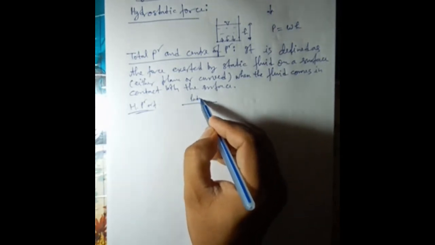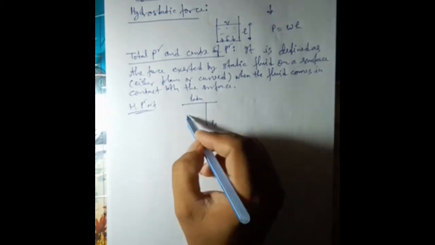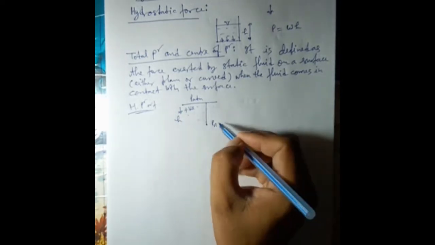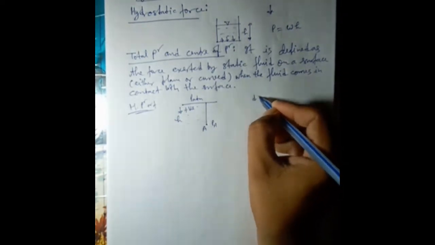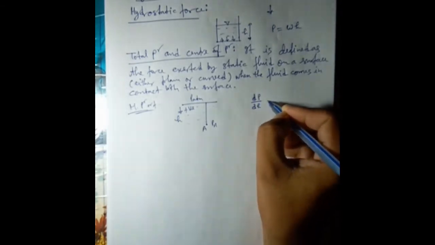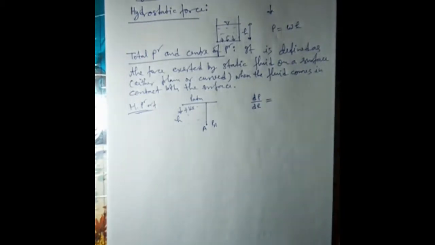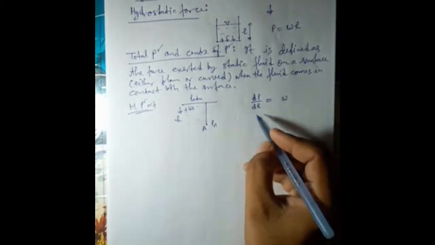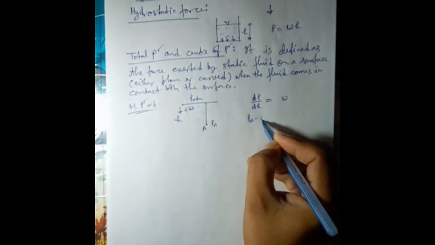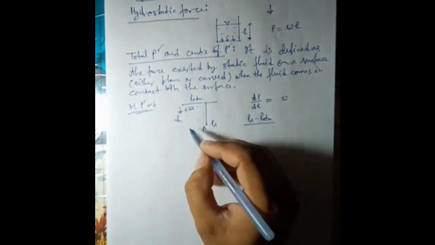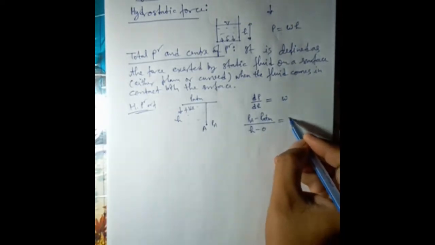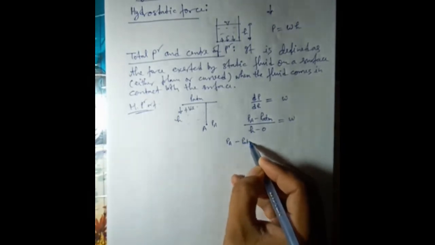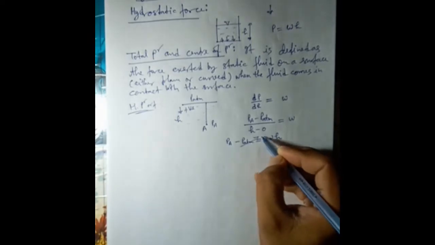This is the atmospheric pressure, P atmospheric. At point A, which is in filled water, there is positive pressure up to a height of H. Therefore dP upon dH, the derivative of pressure with respect to height, is equal to the specific weight of water. dP is Pa minus P atmosphere, and the height is H minus 0, which is equal to W. Therefore Pa minus P atmosphere is equal to W into H, where P atmosphere is taken as 0.